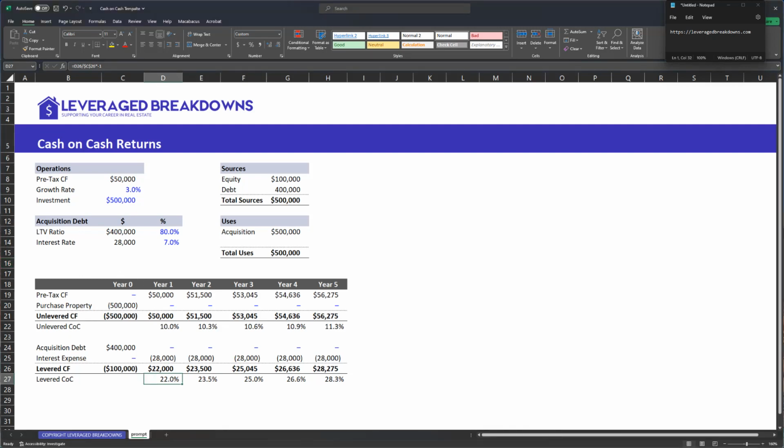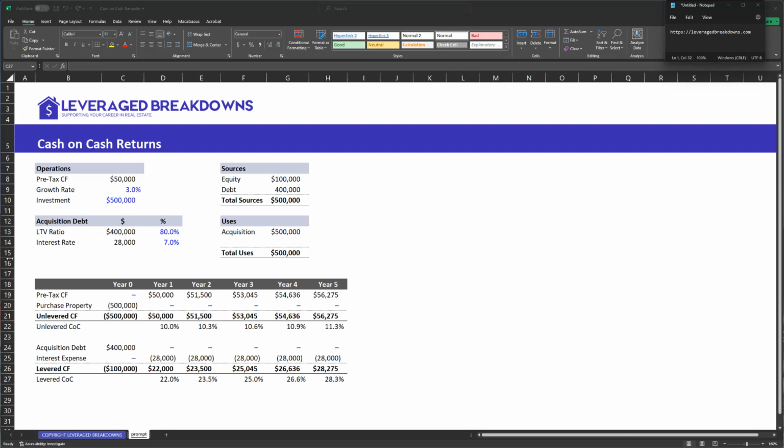Just to recap, we bought a property for $500,000. We financed it with 80% LTV debt to issue $400,000 in loan proceeds. That means our equity check is $100,000. This property, dummy pre-tax cash flow, obviously there's more nuance behind that. NOI, capital expenditures, but just to keep things easy, let's say that grows at 3% per year. You're looking at an unlevered cash on cash range of 10 to 11.3% and a levered cash on cash range from 22 to 28.3%. Now, cash on cash can be a bit awkward to discuss because it does change over time, so investors typically quote ranges, but let's dive a little bit deeper into the nuances here.